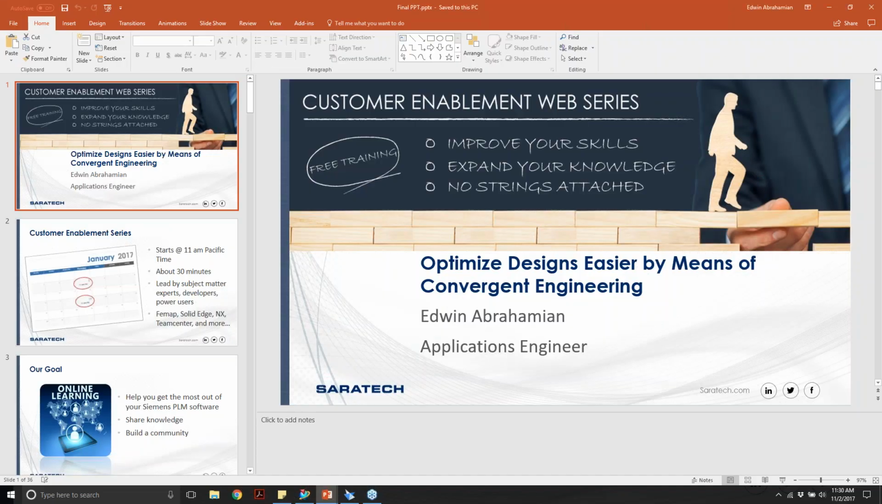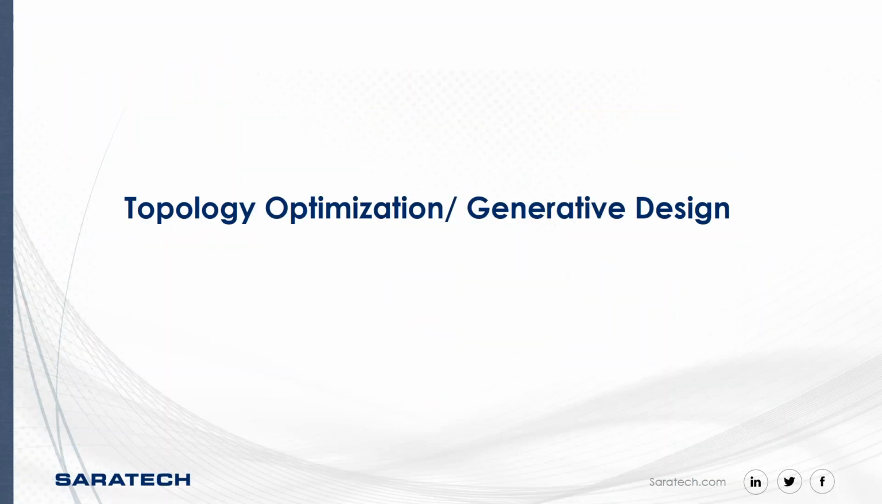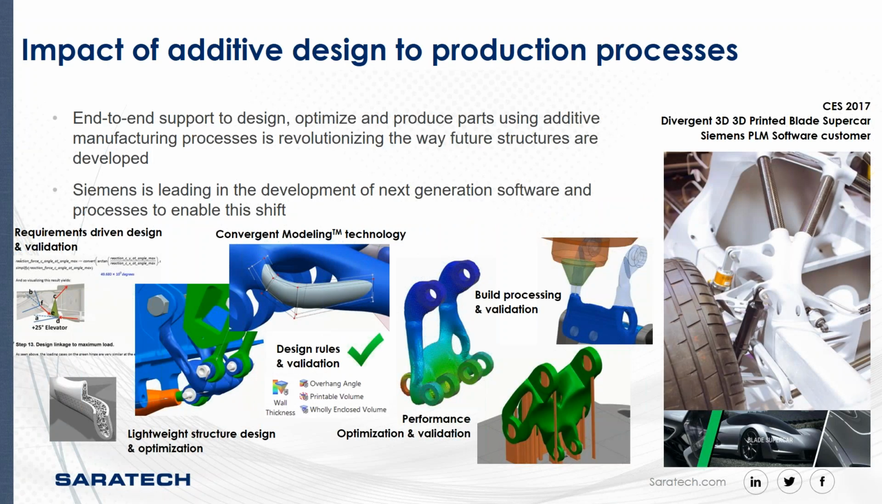We're wrapping up here. So last section, a couple of slides on this is topology optimization and generative design. The demo on this will be in Solid Edge actually. So impact of additive design to production processes. So you can see this part here. It's a very organic shape. This was for sure done in topology optimization. It was optimized and topology optimization was done on it.